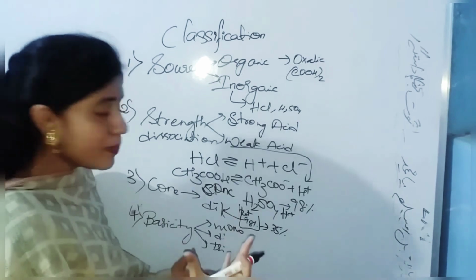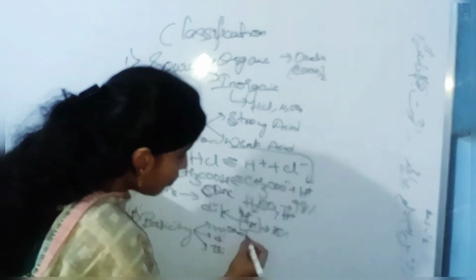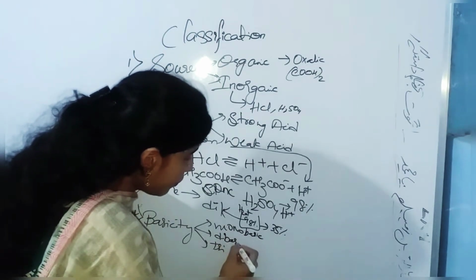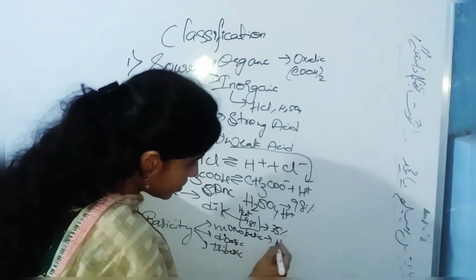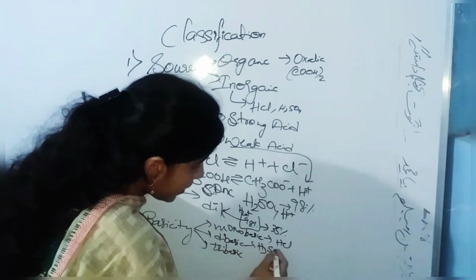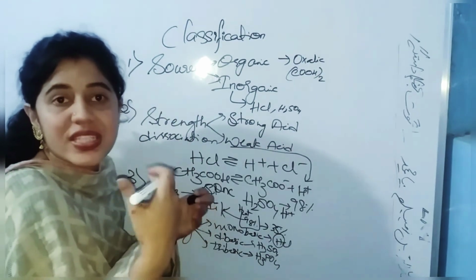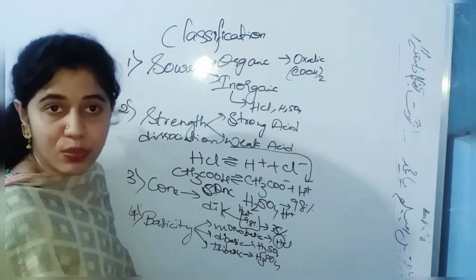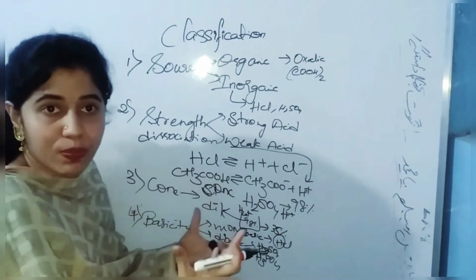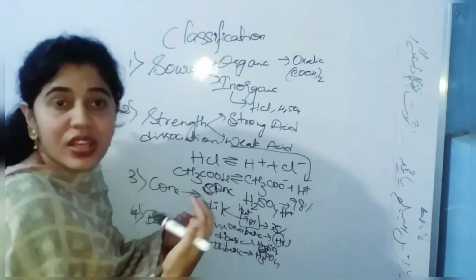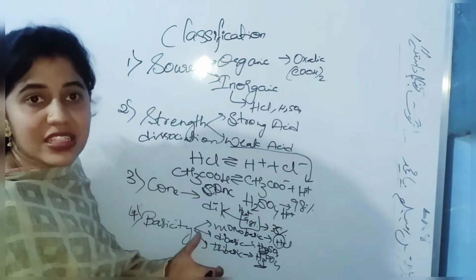Next, on the basis of basicity, acids are divided into monobasic, dibasic and tribasic. Basicity is nothing but the number of displaceable H plus ions present. Examples are HCl, sulfuric acid, and the last one is phosphoric acid. If only one H plus ion is getting dissociated, it is called monobasic. If two H plus ions can be replaced when it reacts with a base, we call it dibasic. When three H plus ions are replaced, it is called tribasic. This is regarding the classification.